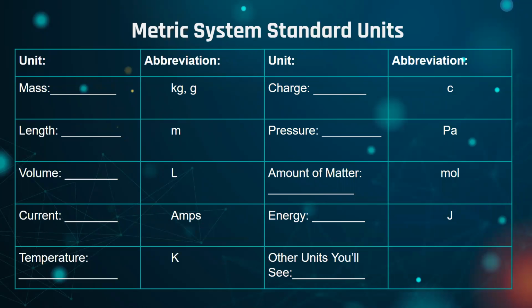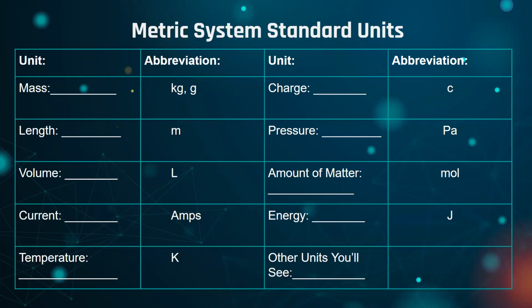Metric system standard units. So standard units are important to know because a lot of problems will require numbers to be in those standard units to use those formulas. So a lot of times mass needs to either be in kilograms or in grams. Length is a lot of times going to need to be in meters. Volume is going to need to be in liters. Sometimes milliliters is okay, but liters is the standard.